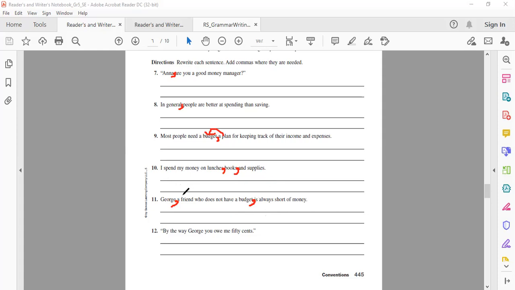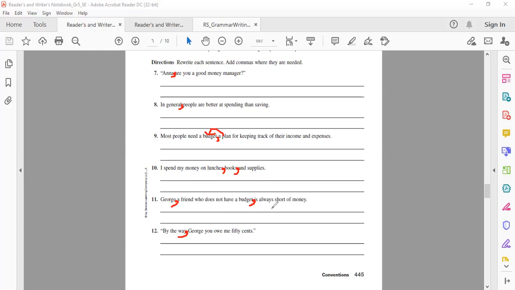So I could say, George is always short of money, but I want to give you more information about George to understand why he is short of money. I said, George, a friend who doesn't have a budget, is always short of money because he doesn't have a budget in his life. So that's why he always spends more. By the way, George, you owe me 50 cents. After by the way. Excellent, because this is introductory. And then I'm calling George.